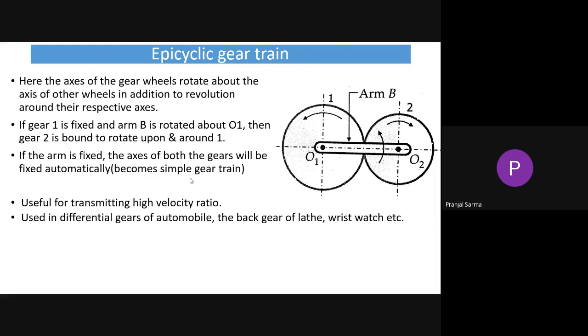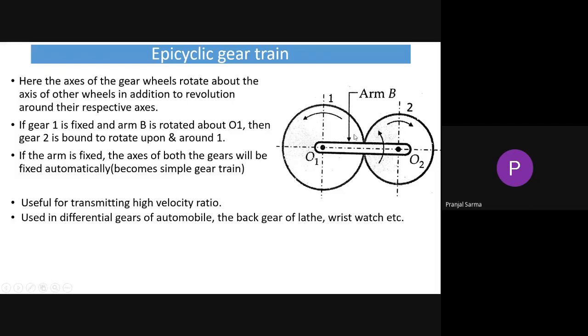We also have another term, the sun and planet gear, which is somewhat similar to epicyclic gearing. Here, if gear 1 is fixed and arm B is rotated about the center O1, then gear 2 is bound to rotate upon its own axis as well as around gear 1. Now if the arm is fixed, then both gears are fixed and it becomes a simple gear train.